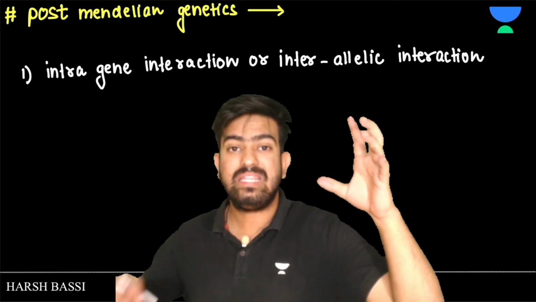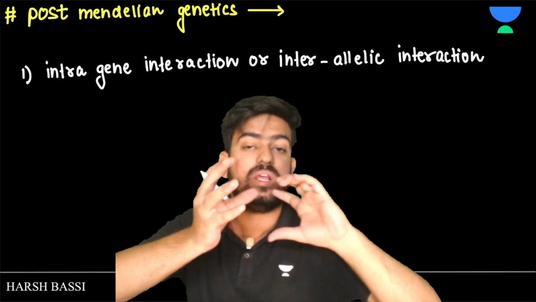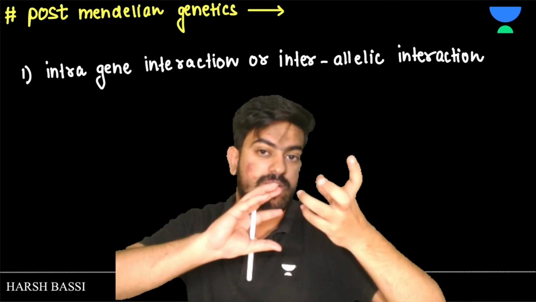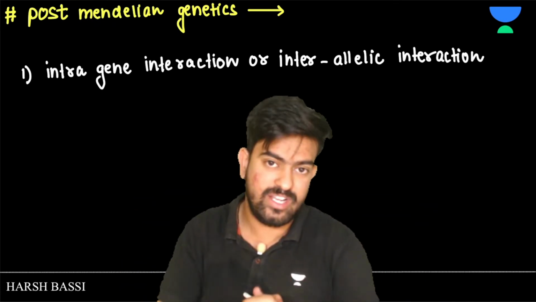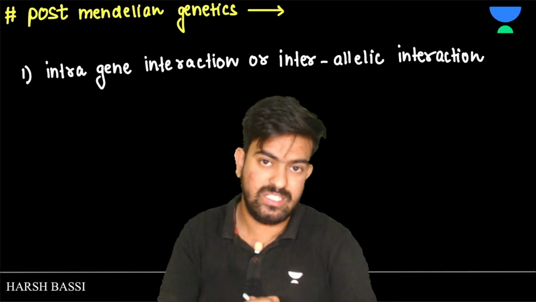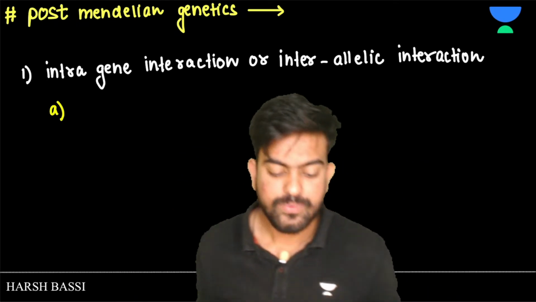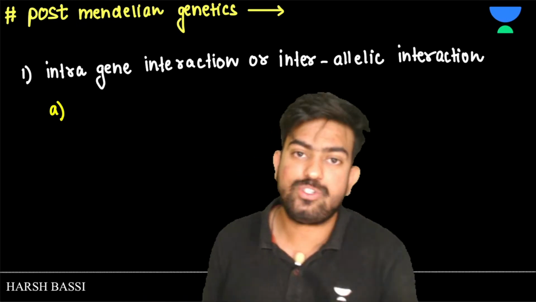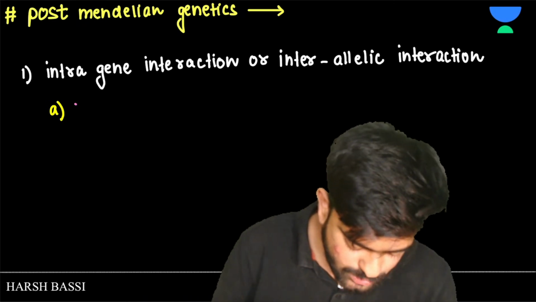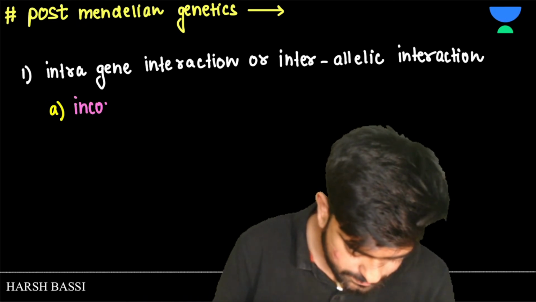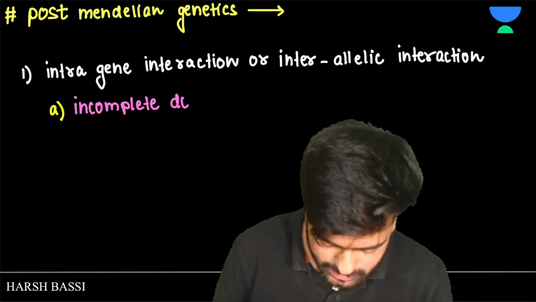This means that two alleles are interacting with each other, right? Two alleles are interacting with each other. This is the intra-gene interaction or the inter-allelic interaction. So the very first thing we are going to read here will be the case of incomplete dominance.